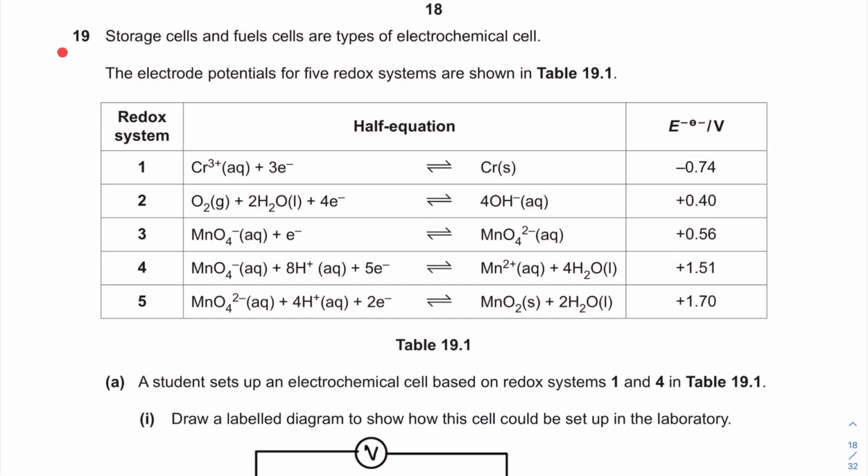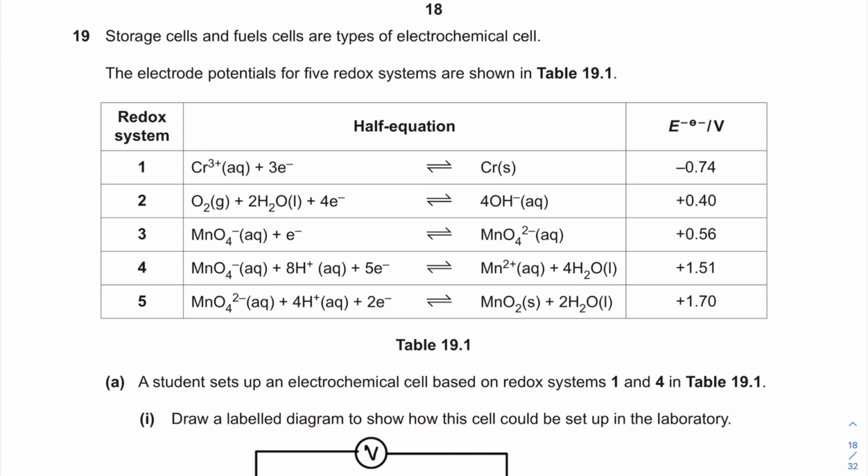Question 19. Storage cells and fuel cells are types of electrochemical cells. The electrode potentials for 5 redox systems are shown in Table 19.1. A student sets up an electrochemical cell based on redox systems 1 and 4 in Table 19.1. Draw a labelled diagram to show how the cell could be set up in the laboratory.